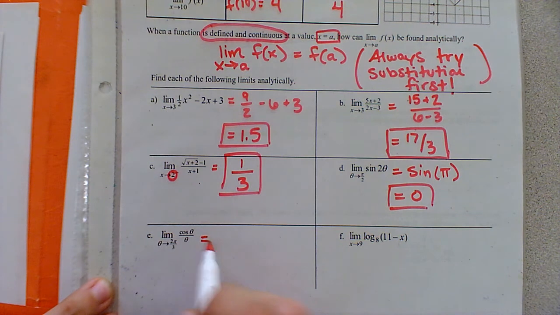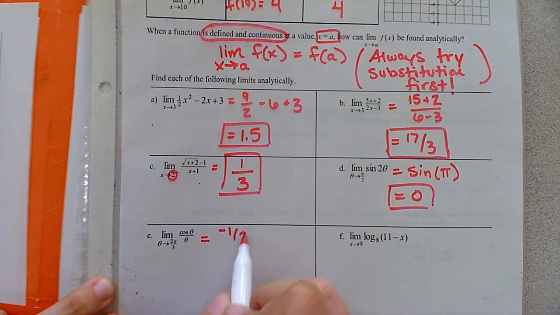So another trig one, we're going to plug in 2 pi over 3. The cosine value at that point, you may need to use the unit circle to help you with that. It would be negative 1 over 2. And we're going to plug in 2 pi over 3 in for theta down below.